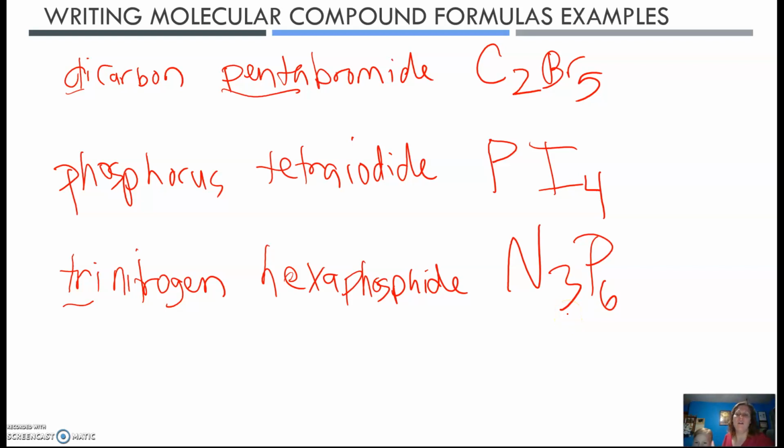So there you go, really super easy naming rules. Now, after this, ignore the prefixes. We'll do more rules tomorrow.